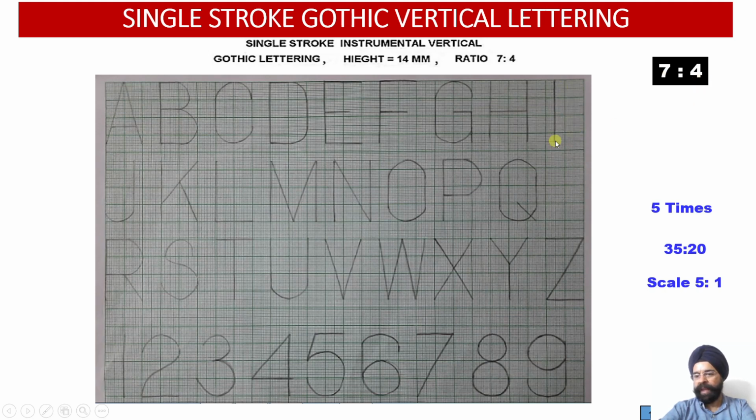And you can check, I is there as a straight line, J is there in 7:3, M is there in 7:5 and W is there in 7:5. Rest of all the alphabets and numerals are written in the ratio 7:4. So this is the scale of 5:1.